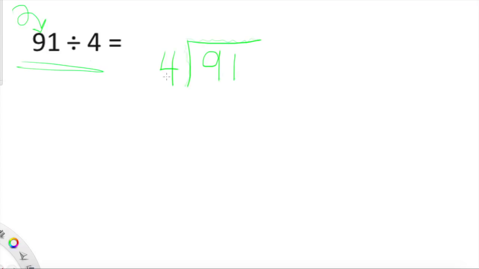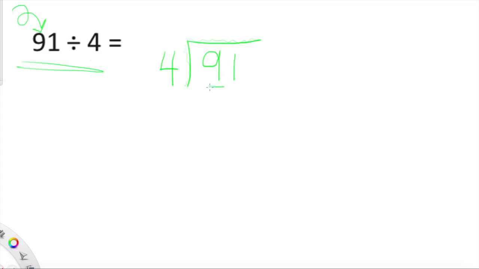91 divided by 4. This is the most important part. Making sure that you set up the problem correctly. 91 is being divided by 4. 91 lives inside the house. 4 is hanging out outside saying, hey, please divide yourself into 4 equal groups. And 91 says, hey, no problem. Let's work together. Let's look at the first step.